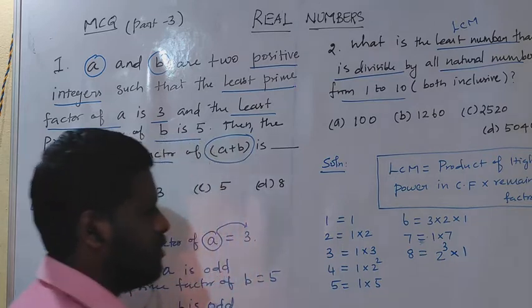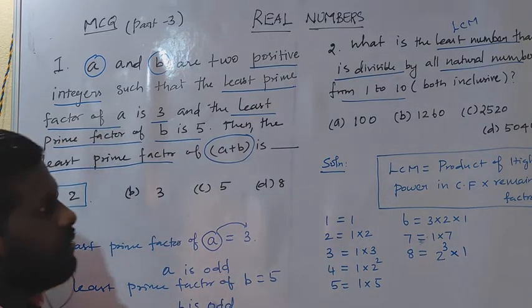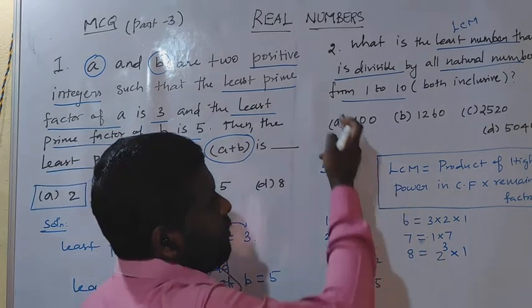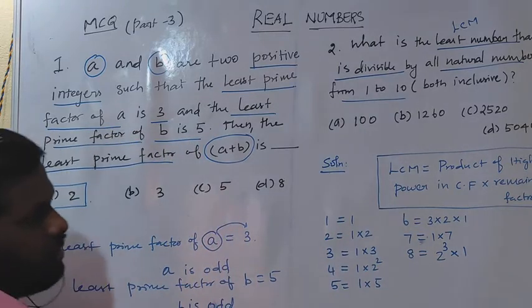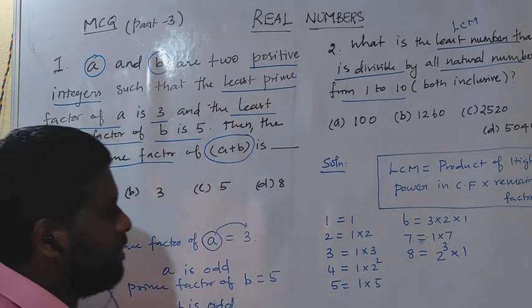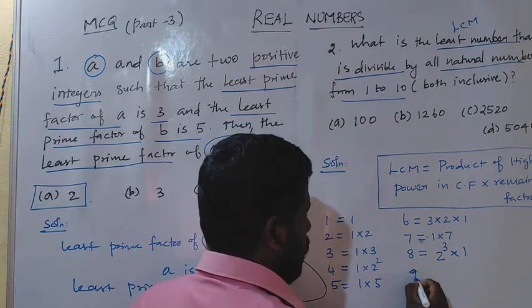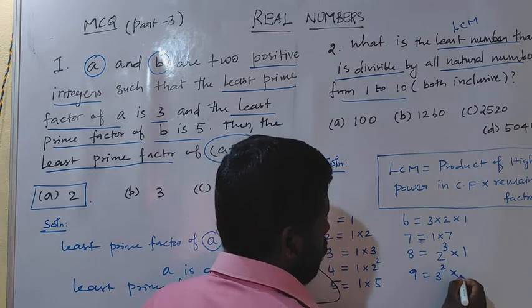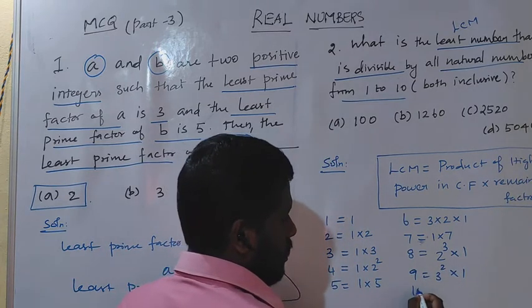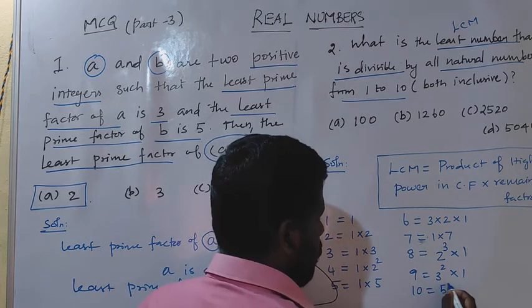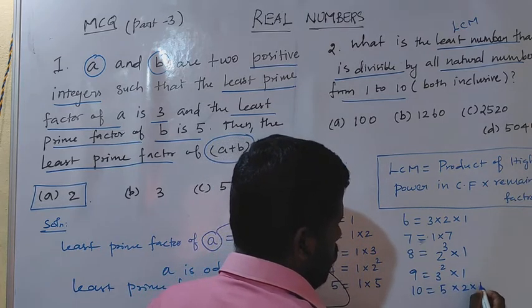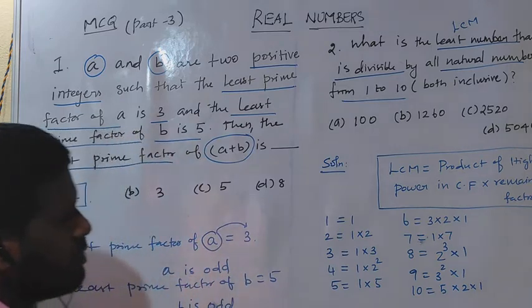So actually, sir, 1 is not a prime number, so why are you including it? Not a problem, because if I take 1, I am not going to get any difference in my value. The 9, I can write 3 power 2 into 1. 3 square is 9. 10, I can write as 5 power 1, 5 into 2 into 1. Then I am seeing which number is common.